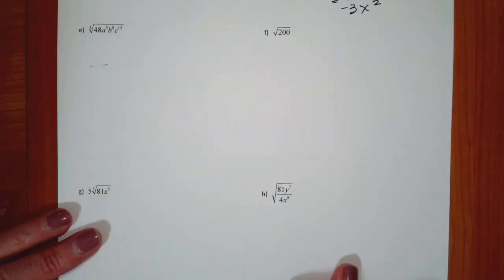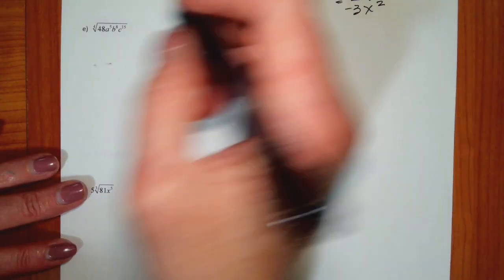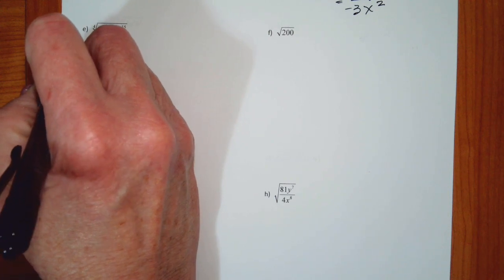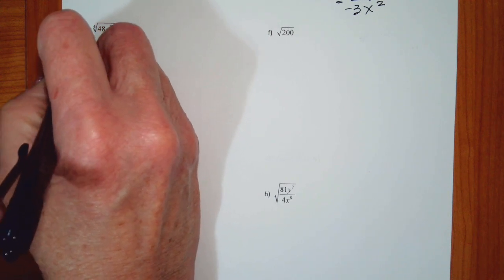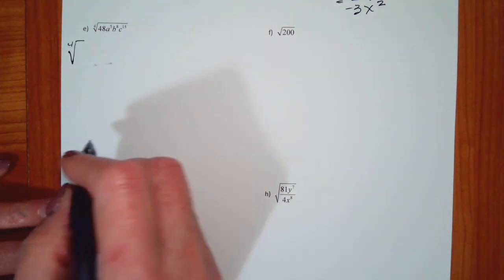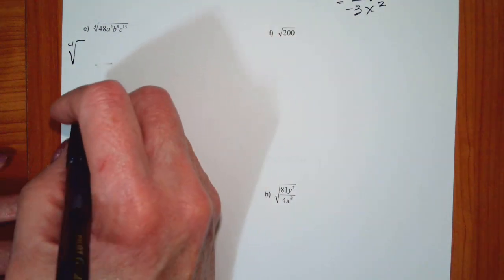Okay, let's look at the next one. Now I'm looking at the 4th root. Okay, so I know I'm going to start out and write this as the 4th root, and I'm probably going to have a long one here. So I think I'll do my 48 down here. Well, I don't guess it really matters. I want to make sure I have enough room.